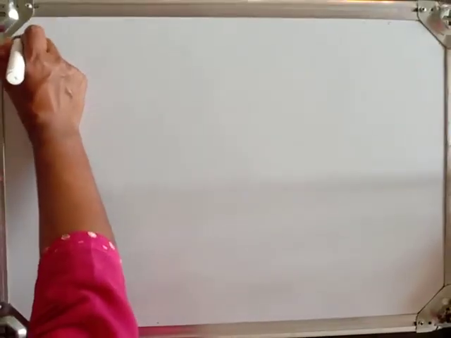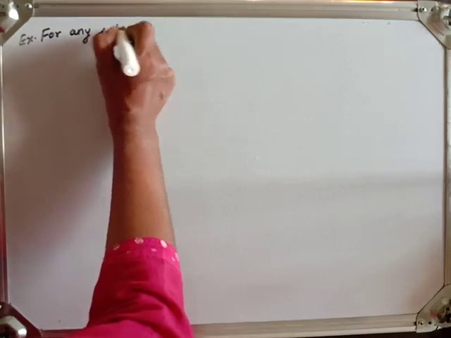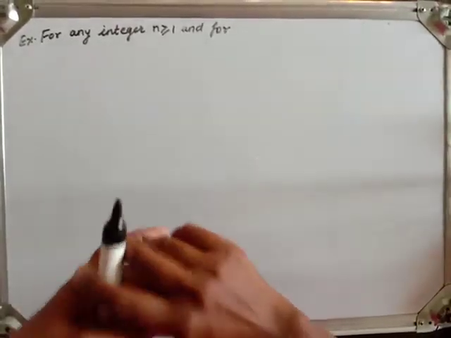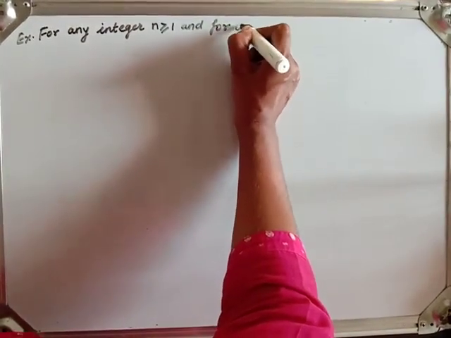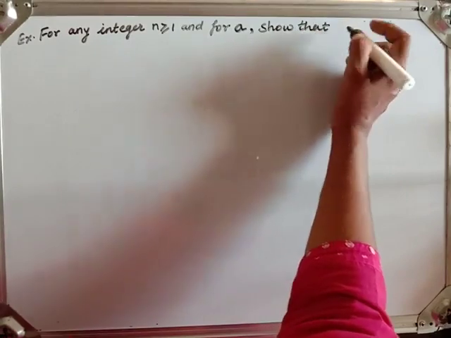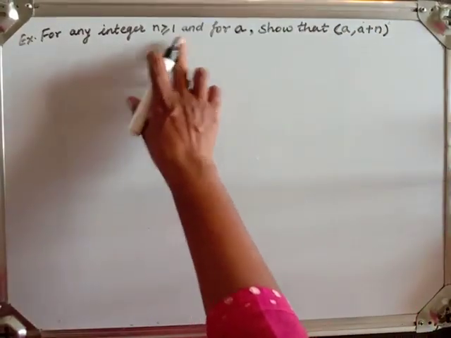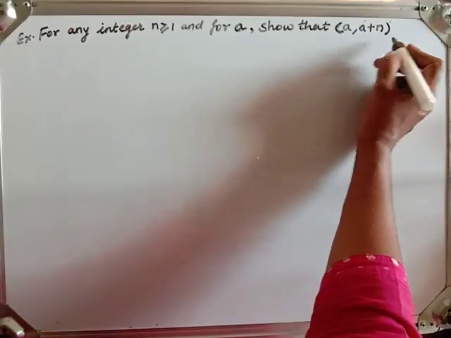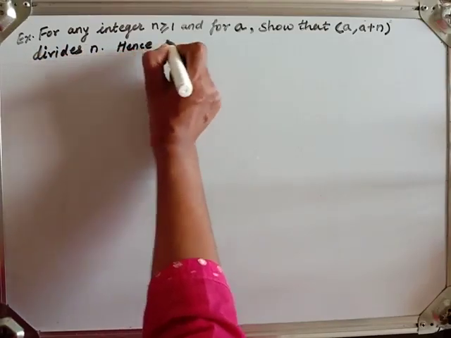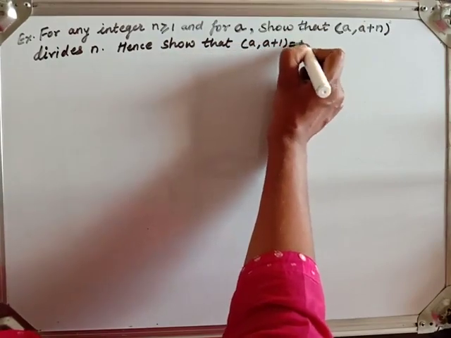Next example is that for any integer n greater equal 1 and for a, show that the GCD of a and a plus n divides n, and hence show that the GCD of a and a plus 1 is 1.